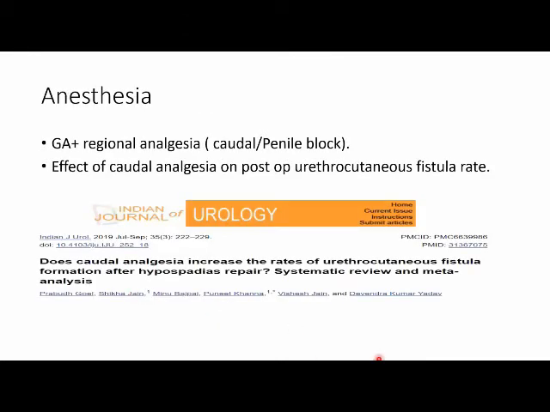Coming to the anesthesia for hypospadias repair, general anesthesia is preferred with regional analgesia, which might include a caudal or a penile block. But some papers show that if you give a caudal anesthesia as an adjunct, it can increase the complication rate of urethral fistula. This is accounted to the fact that a caudal block can cause venous congestion in the corpora, which in turn can increase the risk of hematoma in the suture line, and which can lead to urethral fistula in the postoperative period.